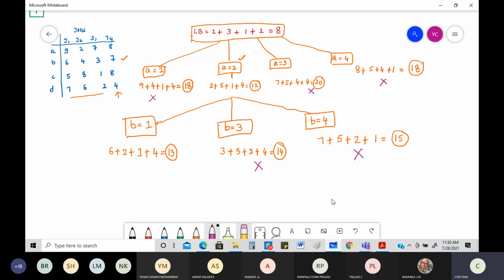Now again, one more thing also you got to know. The first thing was this one, right? You got to know that the second job was done by A. You got to know this because that was the minimum. Now the second job also, you got to know that the first job is done by B. This also you got to know.